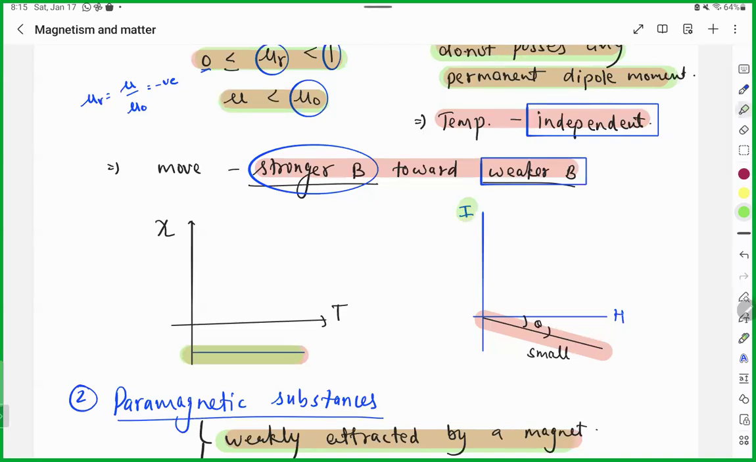Who will tell? Chandana, what is this I and H? Sir, H is magnetic field intensity. Correct. And I? Sir, intensity of magnetization. Yes. Intensity of magnetization, and H is magnetic field intensity. So this angle is very small and negative.